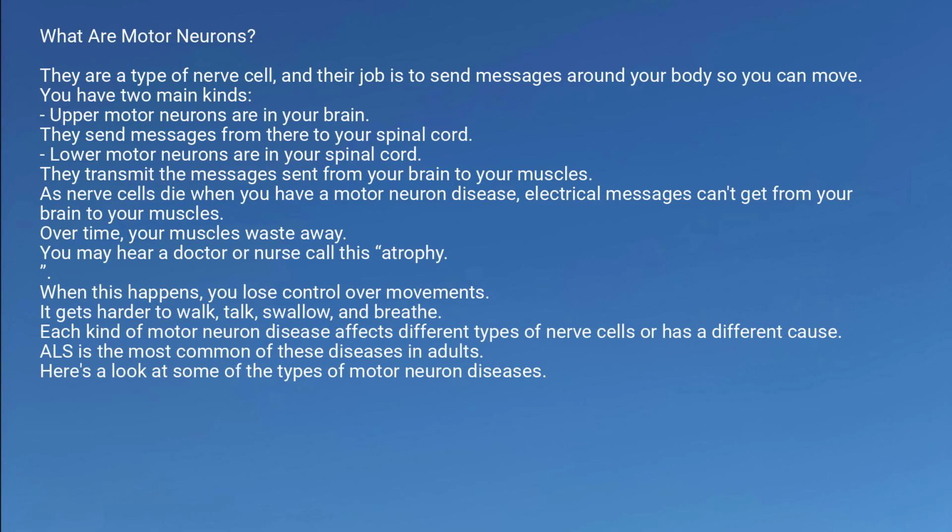As nerve cells die when you have a motor neuron disease, electrical messages can't get from your brain to your muscles. Over time, your muscles waste away. You may hear a doctor or nurse call this atrophy. When this happens, you lose control over movements. It gets harder to walk, talk, swallow, and breathe. Each kind of motor neuron disease affects different types of nerve cells or has a different cause. ALS is the most common of these diseases in adults. Here's a look at some of the types of motor neuron diseases.